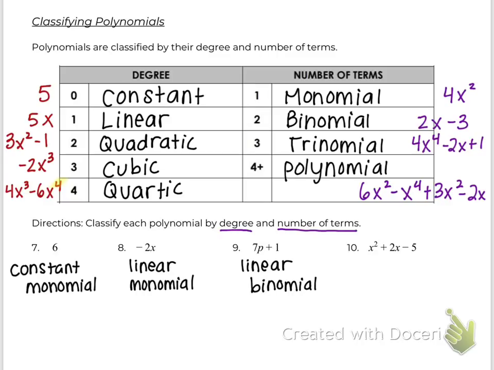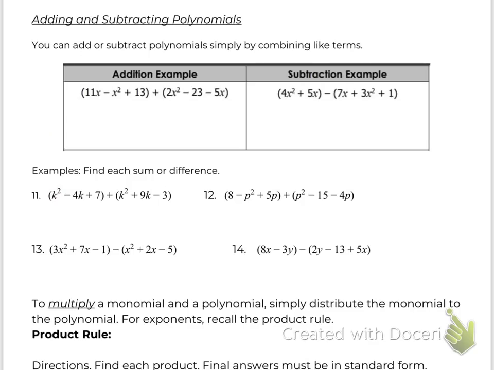Number 3 is a quadratic, because the highest degree here is 2. The highest degree is 2, so it's a quadratic. And then there's 3 terms, 1, 2, 3 terms, so that's called a trinomial. So that's how we classify polynomials. When I say classify by degree and number of terms, this is what I mean. Degree are all of these options, and number of terms are here.